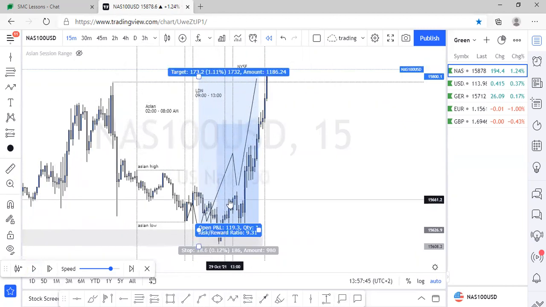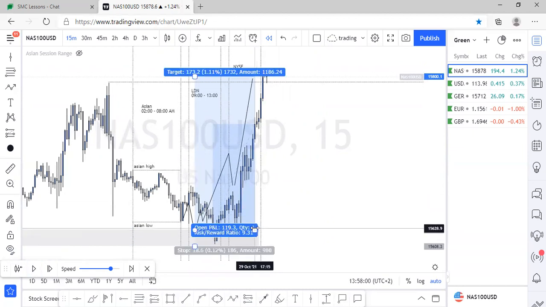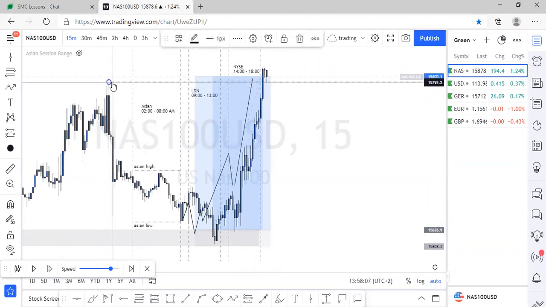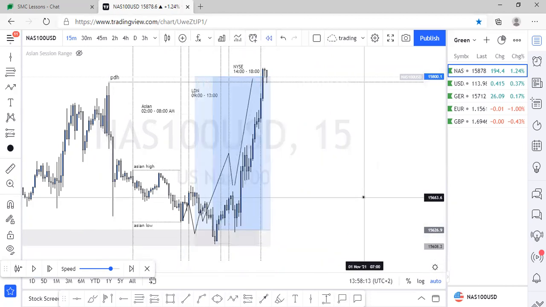This is the time where we enter our NY session, and like I said, it's going to create a higher low. This is where the market created the high, came back to create the higher low, and then continued pushing to the upside. So we ended up hitting TP, like I said, the previous daily high. PDH, previous daily high.